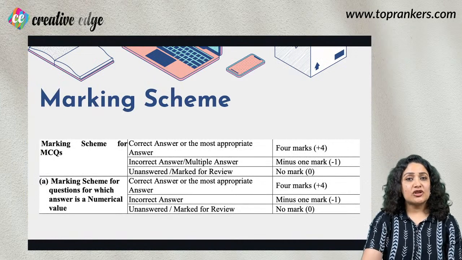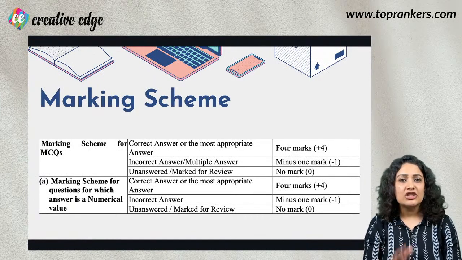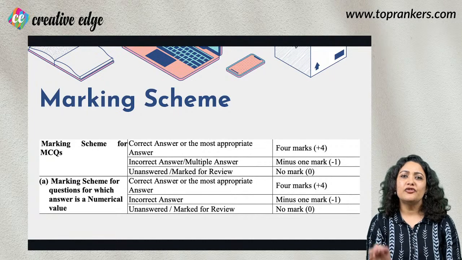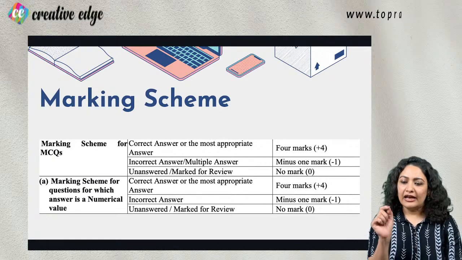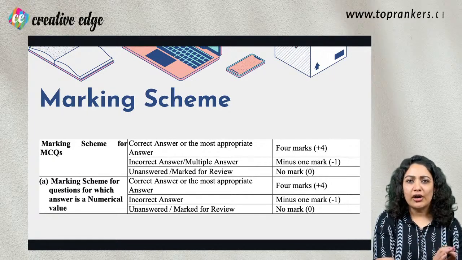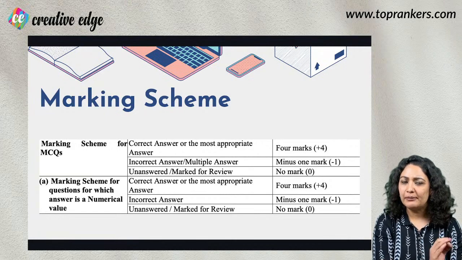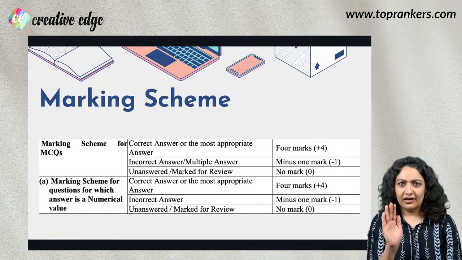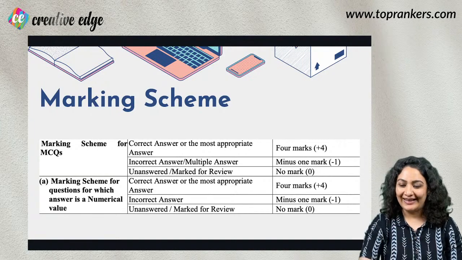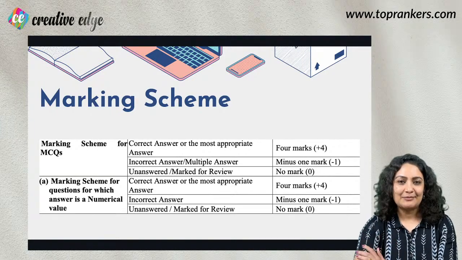The marking scheme is also similar. 4 marks for each right answer, -1 for every incorrect answer, and if it is marked for review or left not attempted, no marks are cut and no marks are given. So 0 for that. So it is the same as B.Arch.